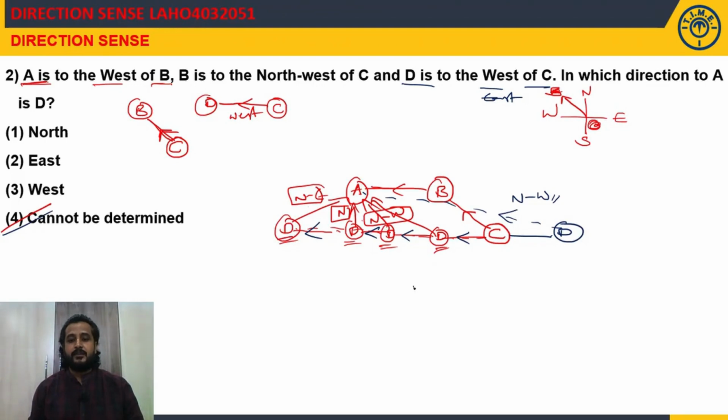Here which is playing the important role? Distance. Since the distance is not known exactly, we are unable to say. So cannot be determined. Fine. So choice 4.